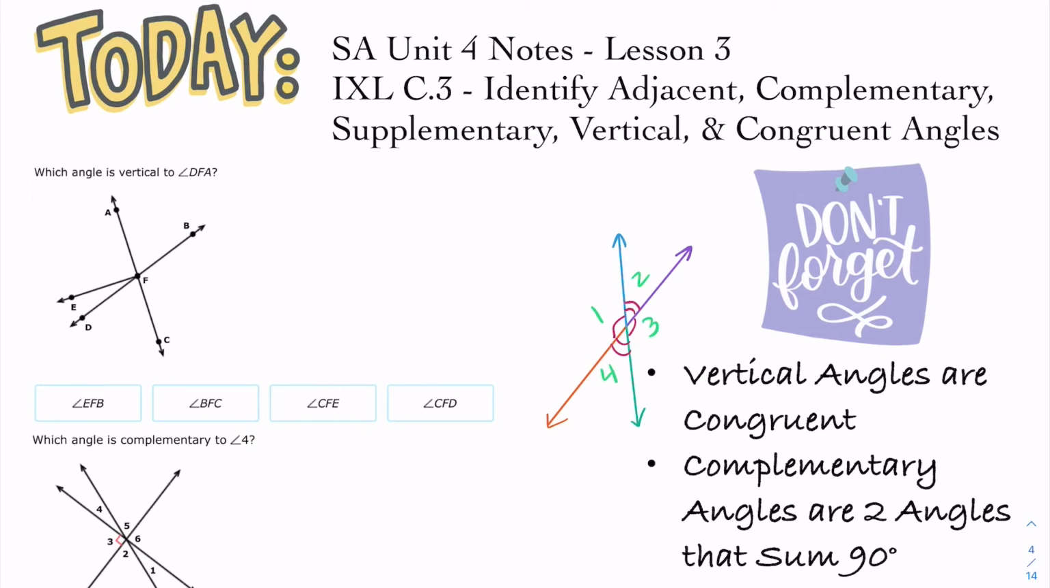So let's talk about vertical. Vertical angles are angle 1 and angle 3, and angle 2 and angle 4. So these are the pairs of vertical.